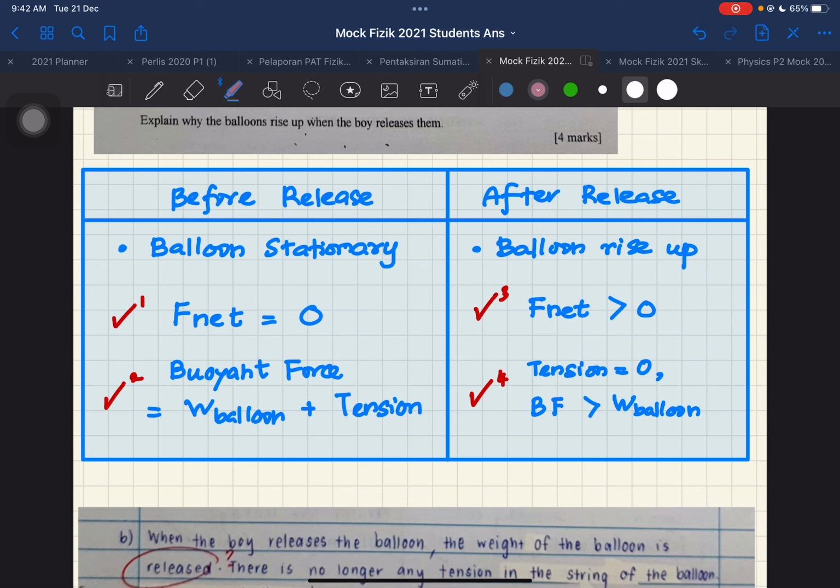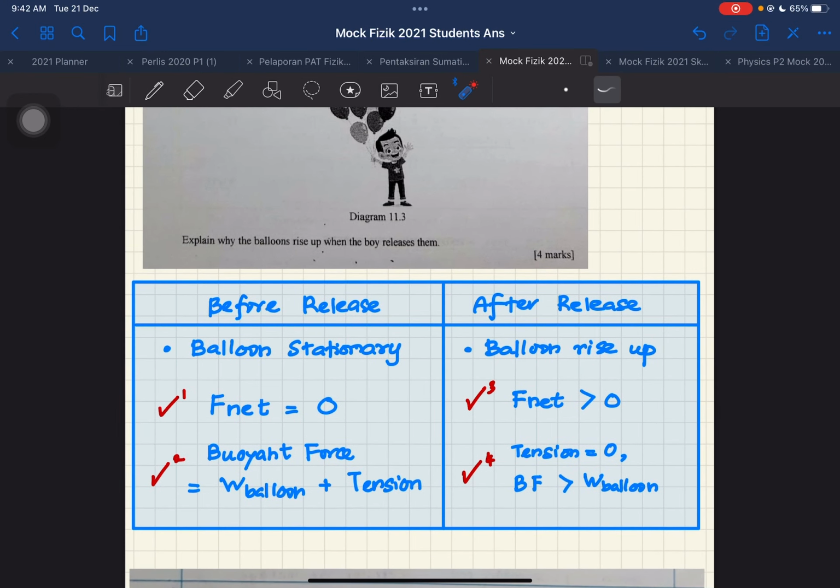Like that. So before the balloon is released, the balloon is stationary. After the balloon is released, it rises up. So when the balloon is stationary, the first thing that you need to really remember is this. The net force is 0. That is the first mark. And then, since the boy holds the string of the balloon, there will be tension in the string. So that's why we have this formula. So when the balloon is stationary, the net force is 0, mark 1.